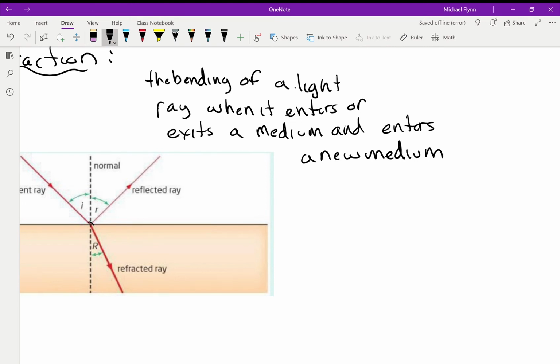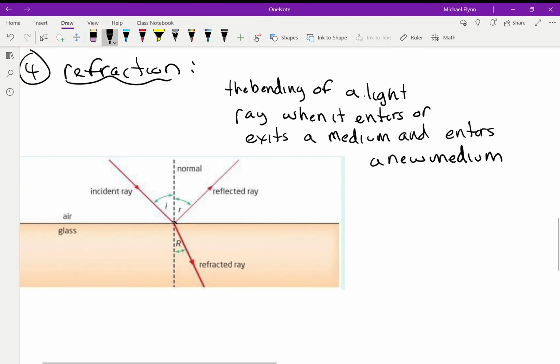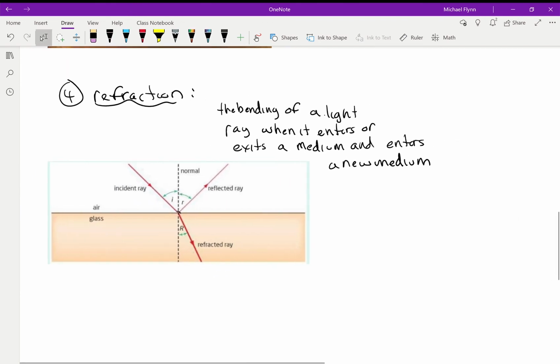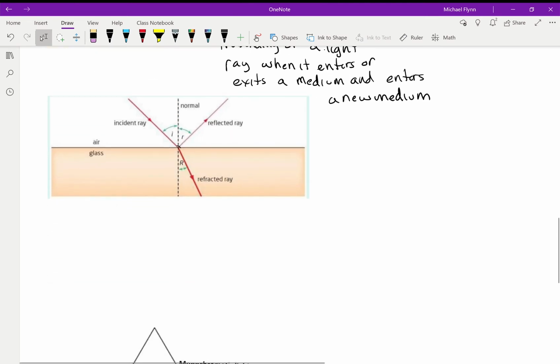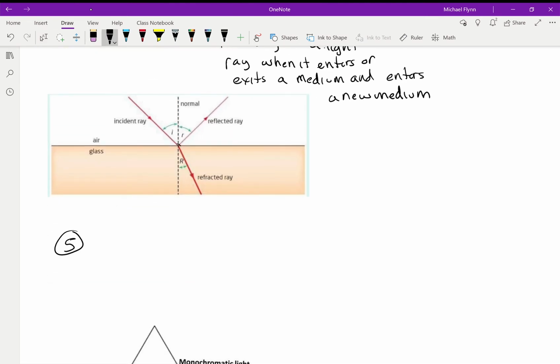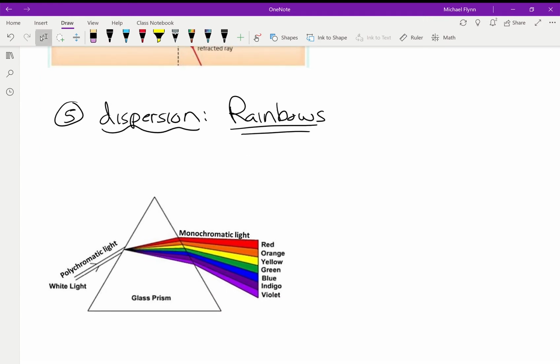So a medium is like air, or glass or plastic or diamond or whatever the case may be. Okay, so that's refraction. All right, there's one more, number 5. Number 5 is dispersion. And dispersion I can summarize in one word: rainbows. Okay, so rainbows are a known phenomenon.